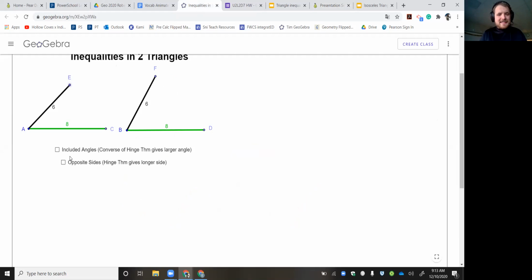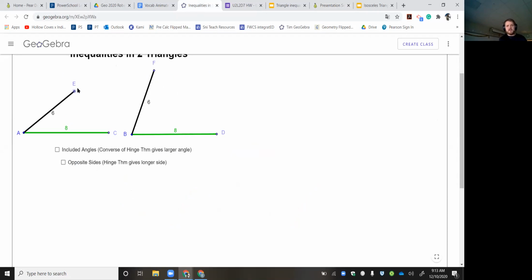If you look, I've got 6 and 8 right here. As of right now, do you think angle A is bigger or angle B is bigger in this situation? Can somebody unmute themselves? B. Angle B is going to be bigger because it's a bigger distance right there. It's opened up more.